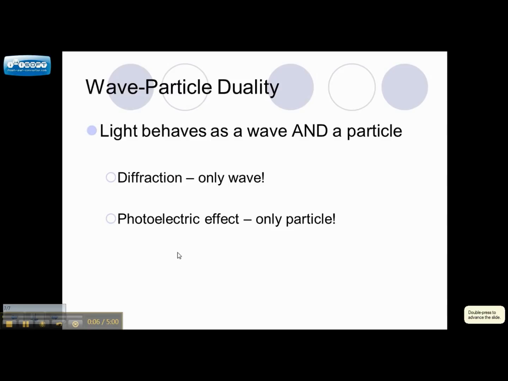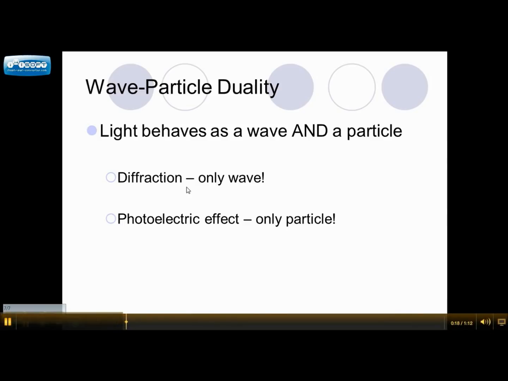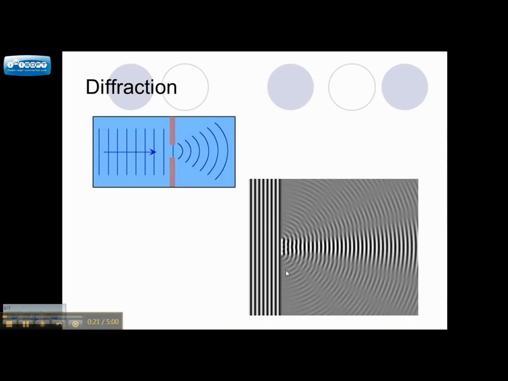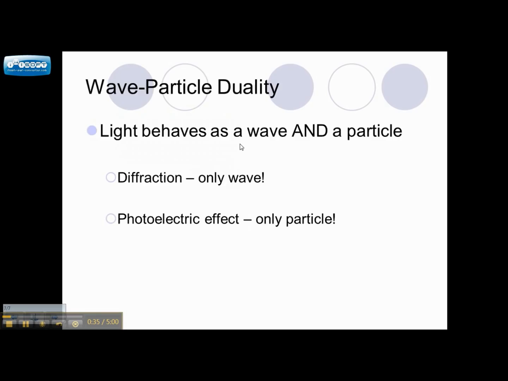So the last thing I wanted to talk about is the wave-particle duality. This is saying that light behaves as both a wave and a particle. So diffraction, up here, is a property that only happens with waves. If it was a particle, then whenever it hits this barrier, whatever is here would just go in a straight line. You wouldn't see any of this arcing happen at all.